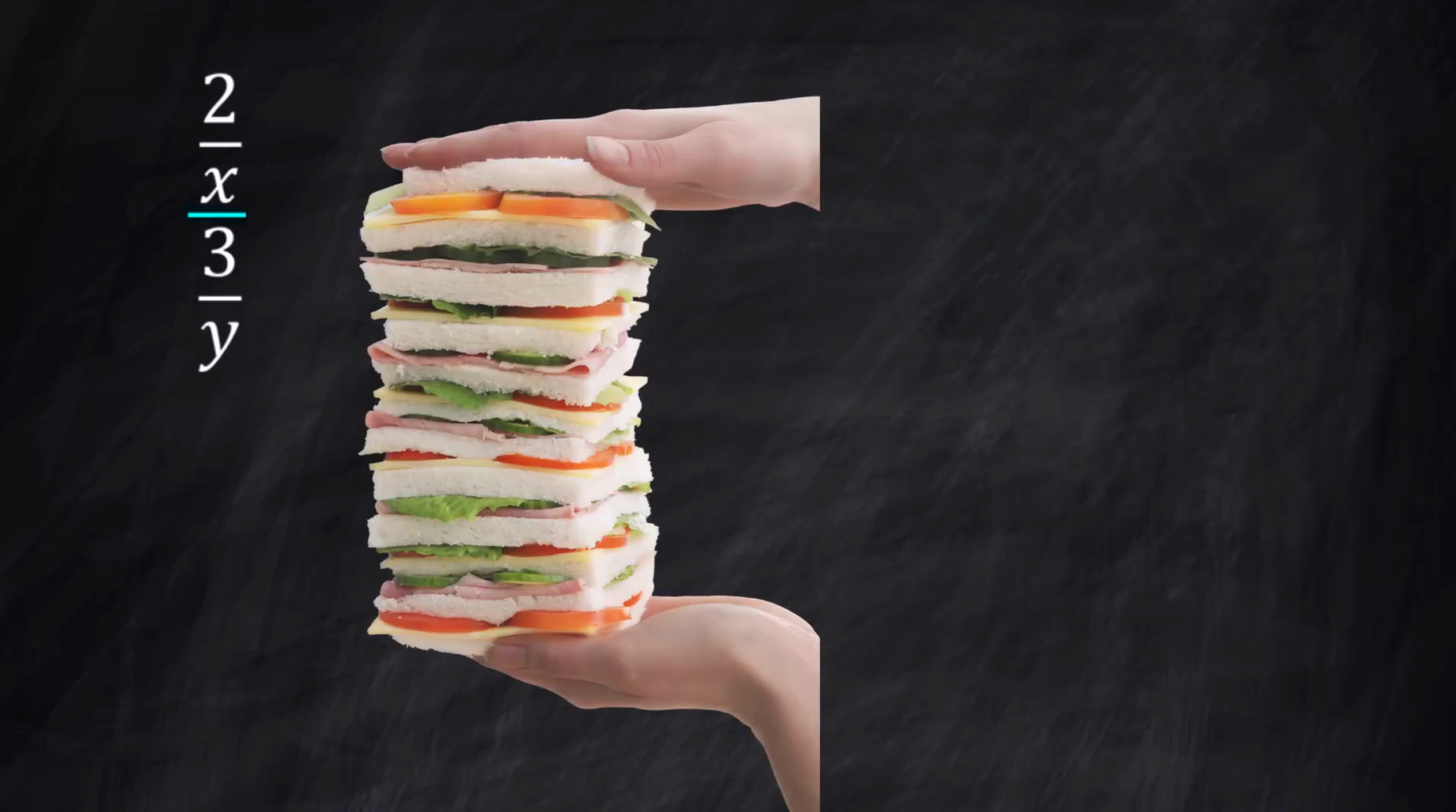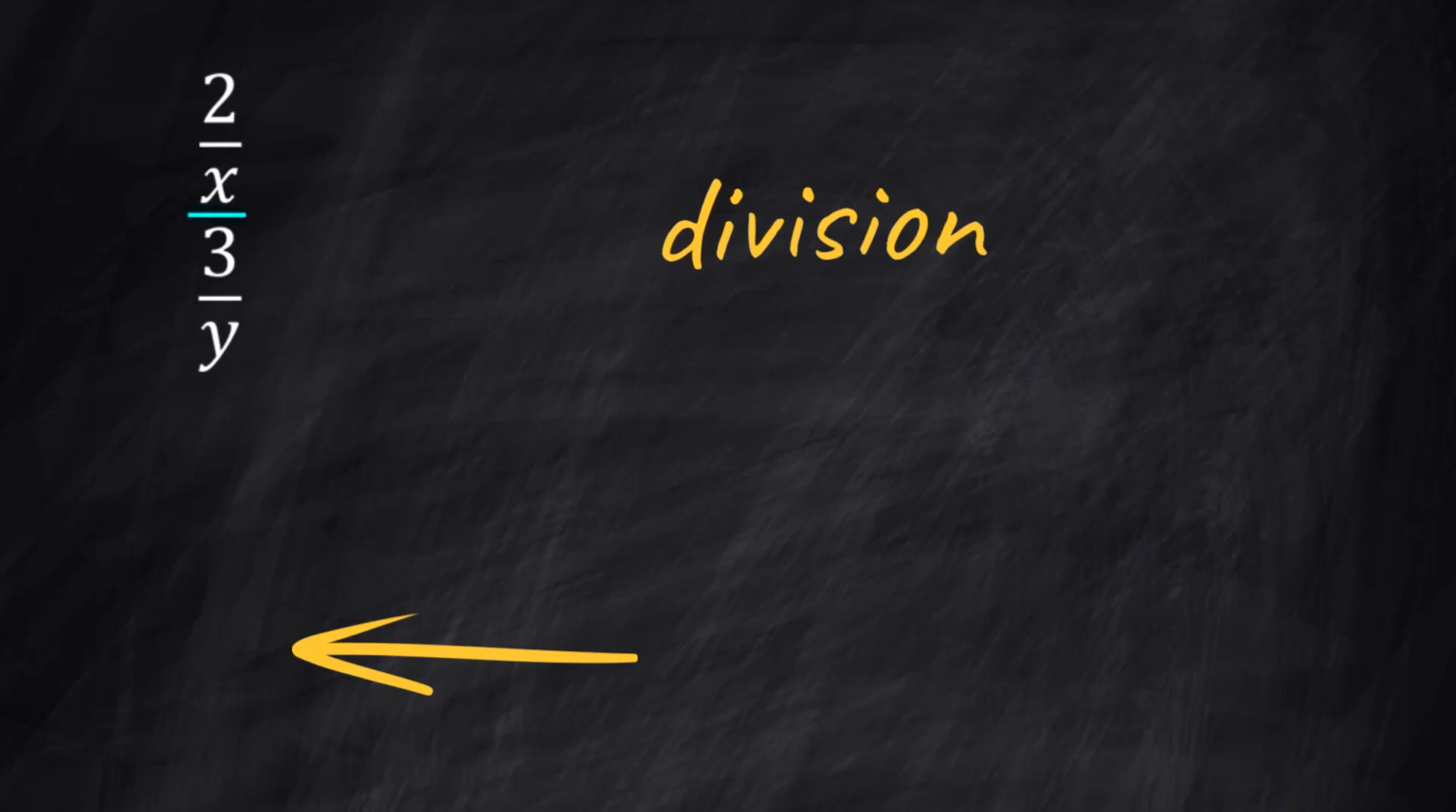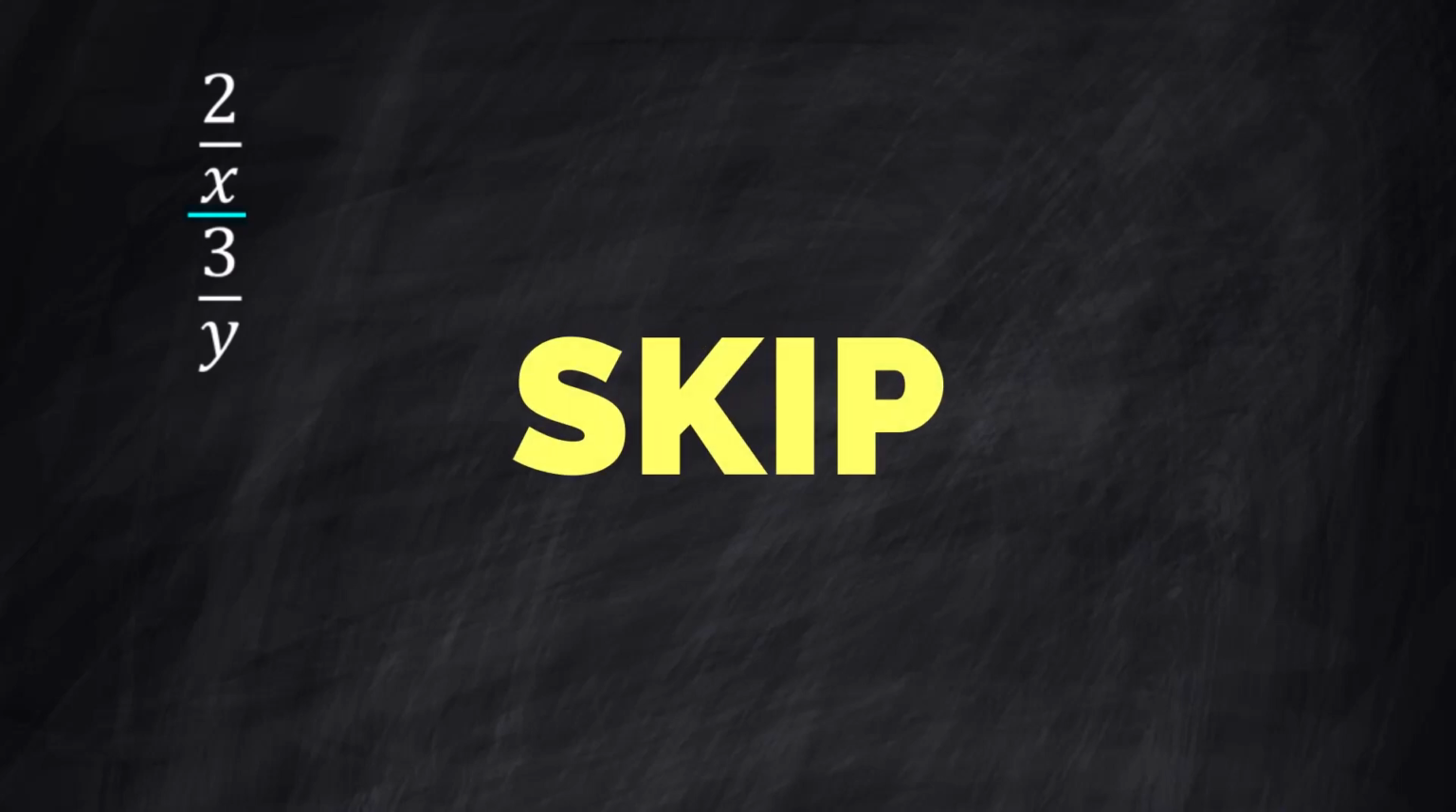A complex fraction is something like this, where you have 2 divided by x, and all of that is being divided by 3 over y. So they write it like this sandwich of fractions. That middle fraction bar is the division operator. The way you handle these is you rewrite them using fraction operations for division, which is that skip, flip, multiply thing.